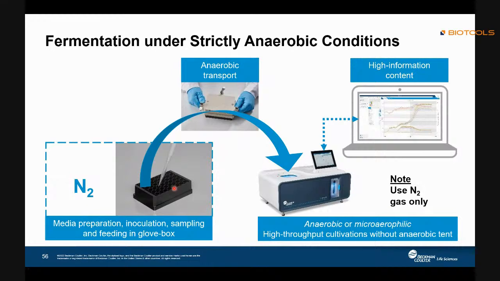So what we need to do is prepare the media, put everything in some kind of box, and make sure that they are all nitrogen, and cover with our anaerobic lid and put it inside the instrument. And then connect the instrument with the nitrogen gas. We can be sure that the whole fermentation will be in anaerobic condition.